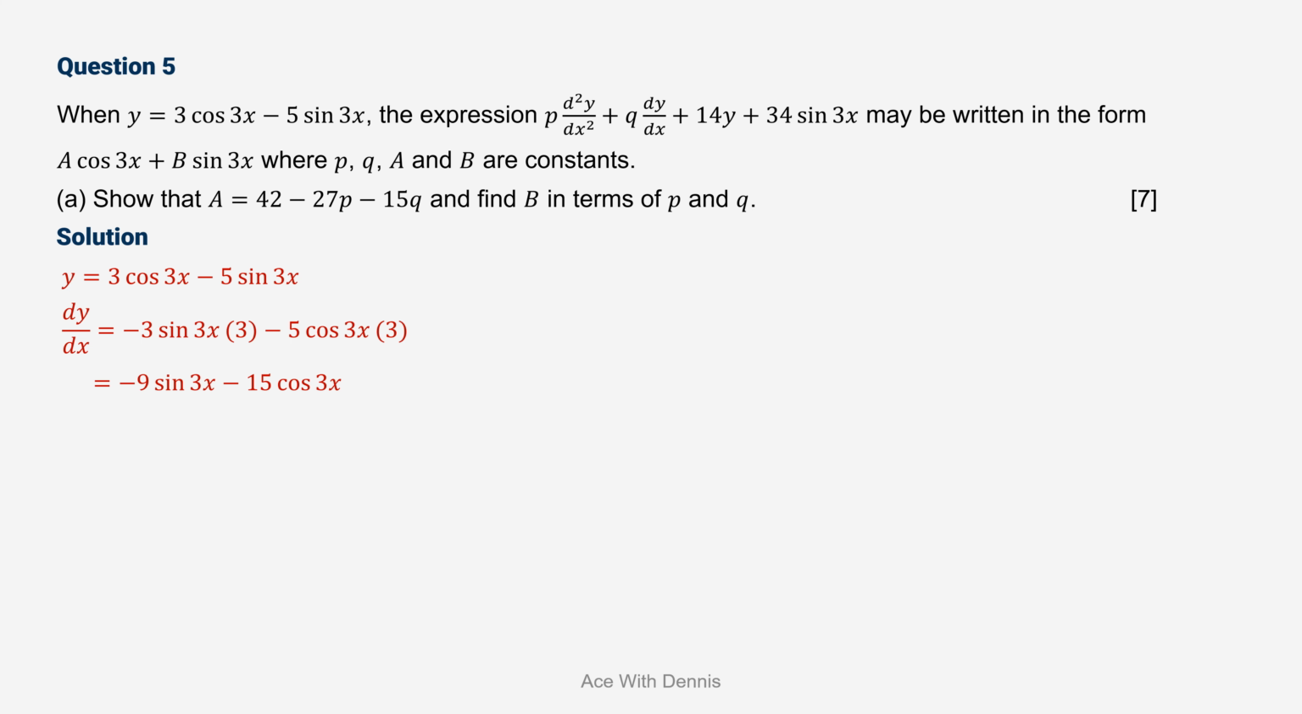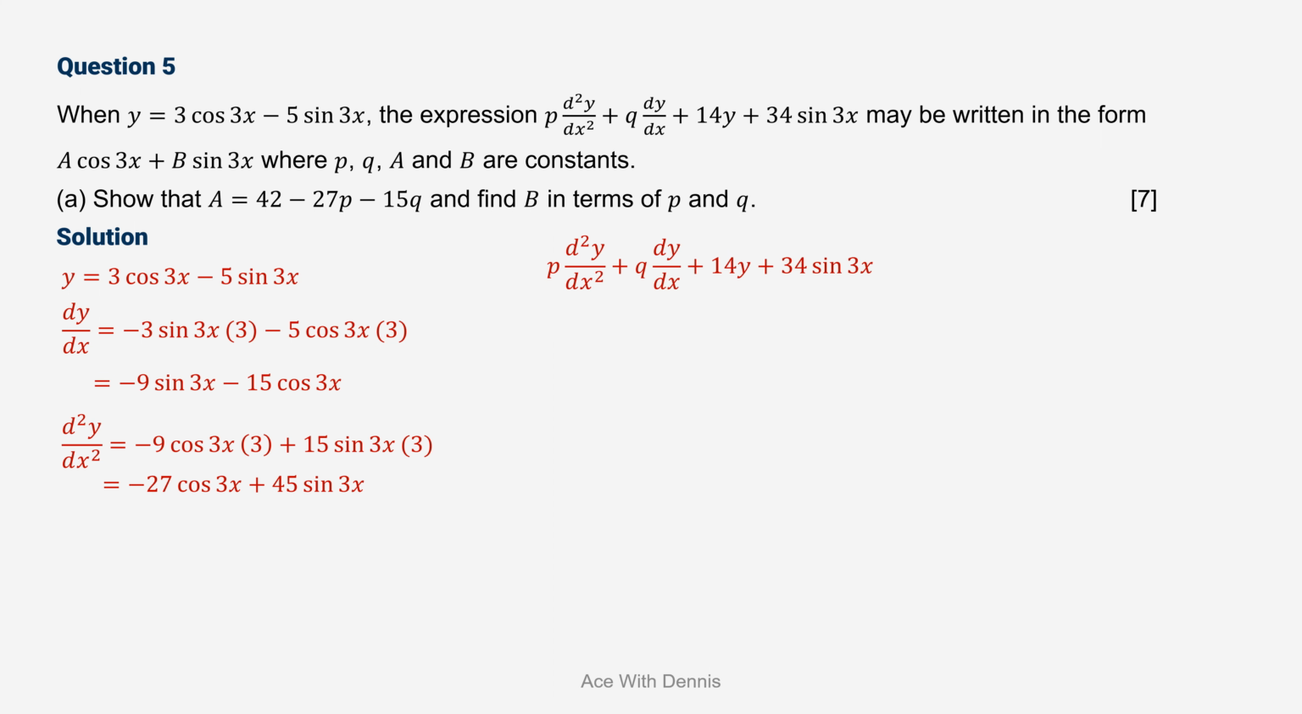Next, we find the second derivative, where d squared y over dx squared equals negative 9 cosine 3x times 3 plus 15 sine 3x times 3. Then multiply the constants. We have negative 27 cosine 3x plus 45 sine 3x.